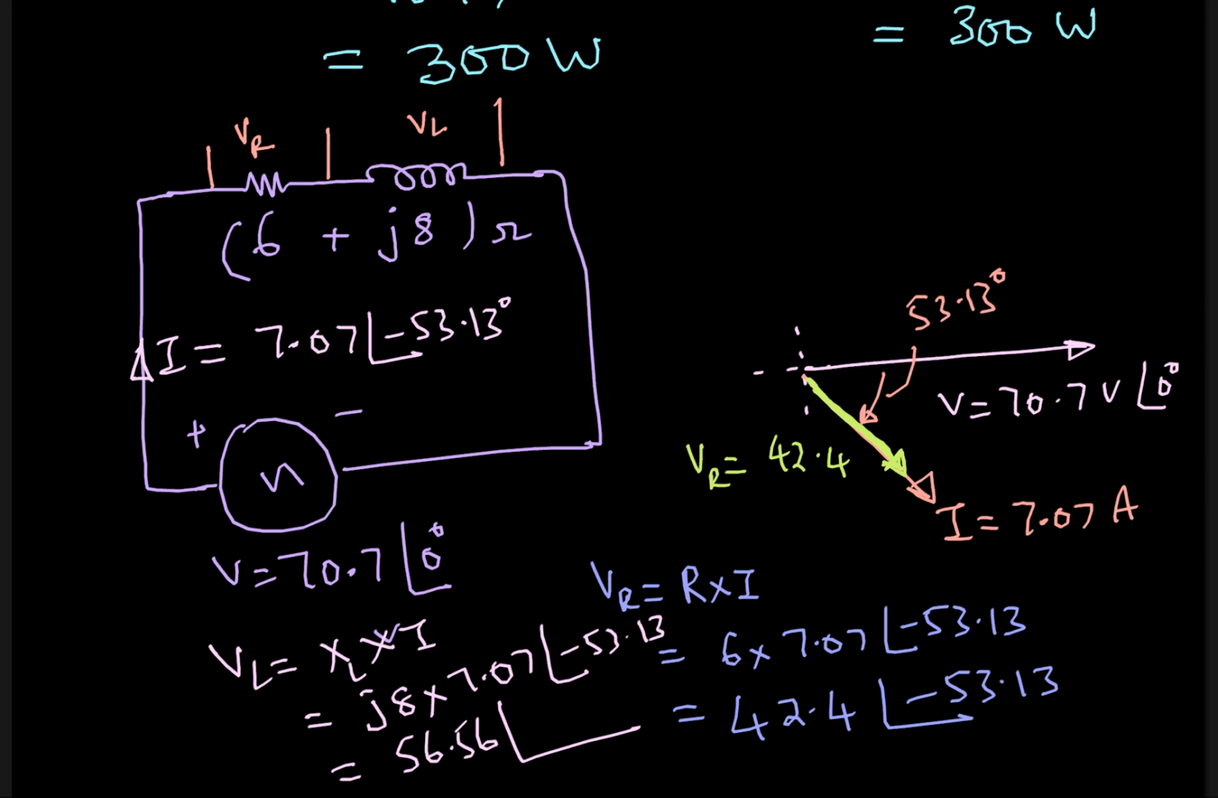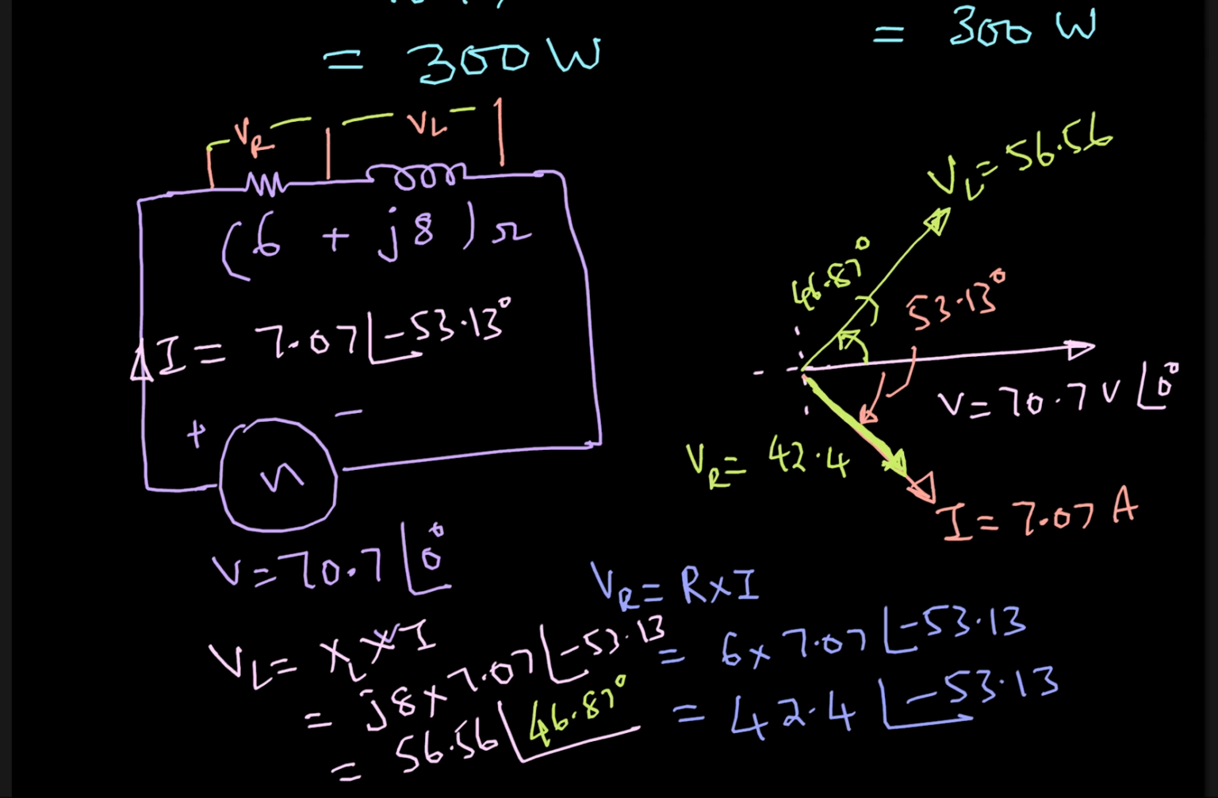So I'll put that vector here like this. So the VL length is 56.56 and this angle is, what was the angle? 46.87. So this is 46.87. Now notice that VR plus VL, these two voltages, if I add, I should get the total voltage. So if I just complete the triangle like this, if you actually draw it according to scale, you will notice that VR plus VL will be V. So these are all complex numbers.